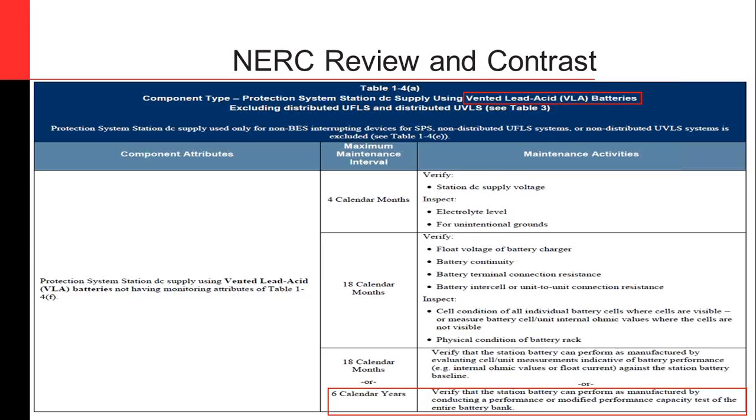So 4 calendar months, you're going to do some of the similar things that you would do almost on a monthly or quarterly basis in IEEE. And then 18 calendar months, you're going to do things that are typically specified within a quarterly or annual basis for IEEE. Now, the one part I did want to point out, they do expect, unlike in the IEEE guide, where cell ohmic values were optional for vented lead acid batteries, in the NERC standard or guidelines dictate that you're either going to do cell ohmic measurements every 18 months, or as I have boxed out, you're going to do a capacity test, a maximum every 6 calendar years.